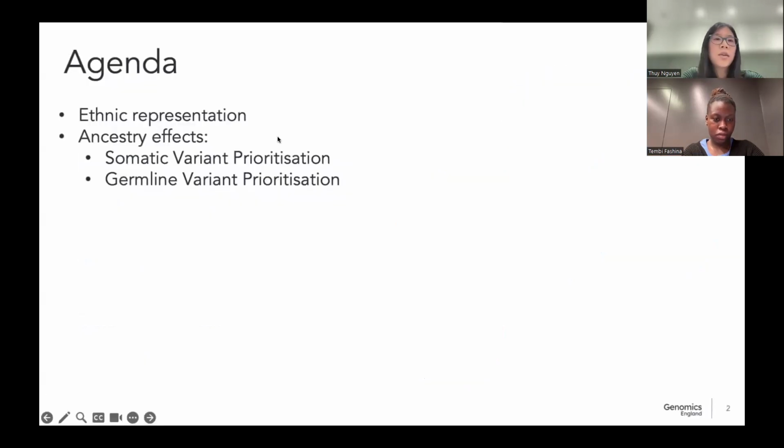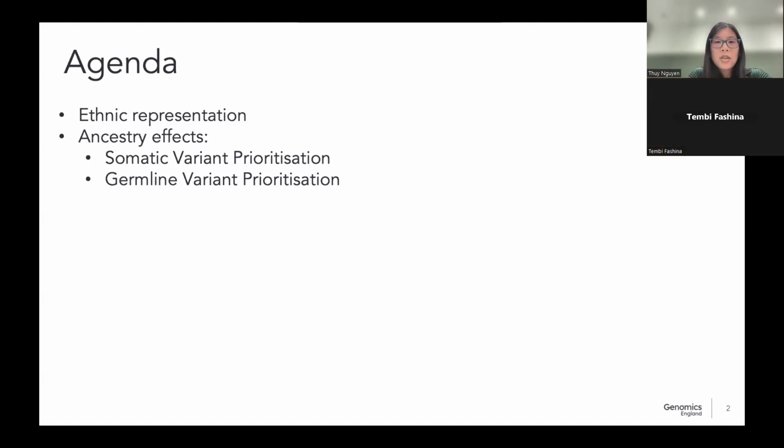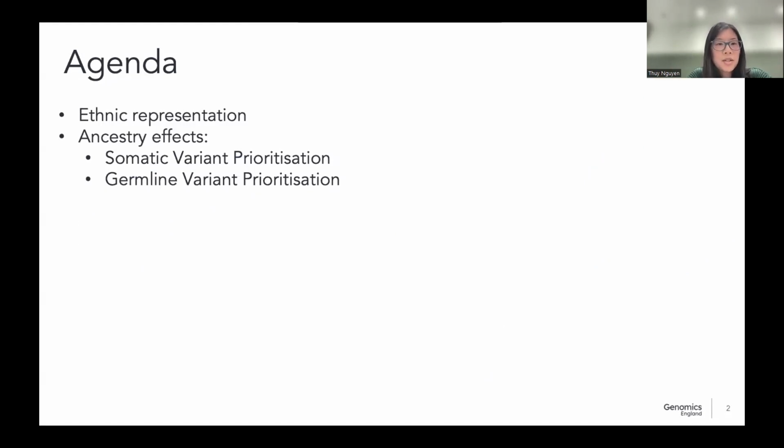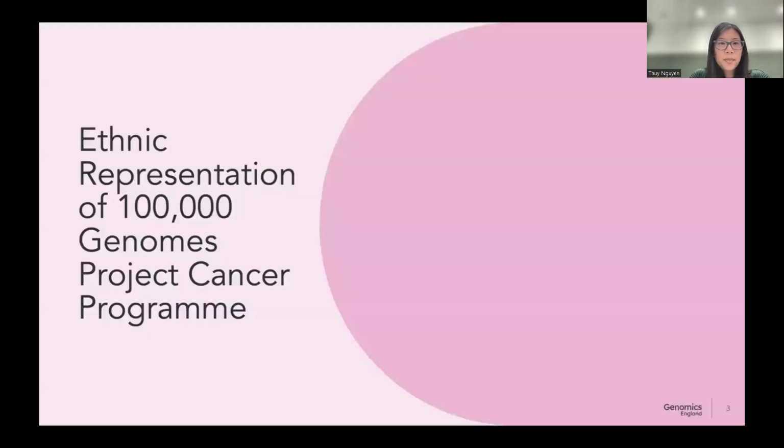So the agenda today, we'll look at the program itself, and we'll look at how representative that cohort was of cancer demographics in England. And we'll delve into the clinical bioinformatic pipelines that were used for patient clinical care. So there are two pipelines, and we'll talk about the ancestry effects in both. First off, we'll look at the somatic variant prioritization pipelines. And secondly, we'll look at the germline versions.